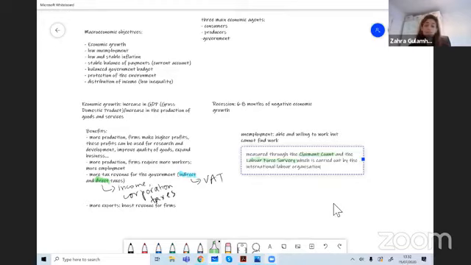Because technically, even if you are taking cash in hand, you are employed. You do have a job, but you're showing the government that you don't. So that's a problem you have.